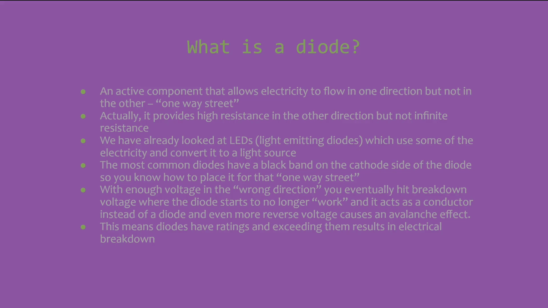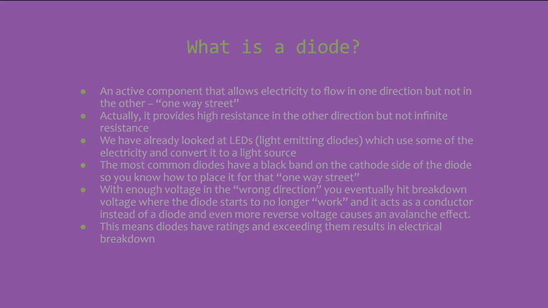Well, it's an active component that's sometimes regarded as a passive component that allows electricity to flow in one direction, but not in the other, a one-way street, if you will. Actually, what it does is it provides really high resistance in the opposite direction, but that is not infinite. We've already used light emitting diodes, which use some of the forward voltage and use it to emit light.